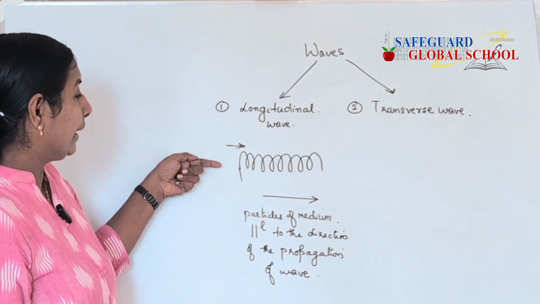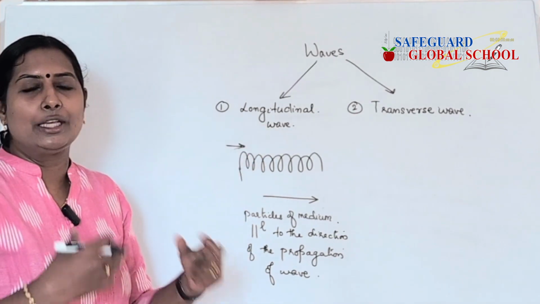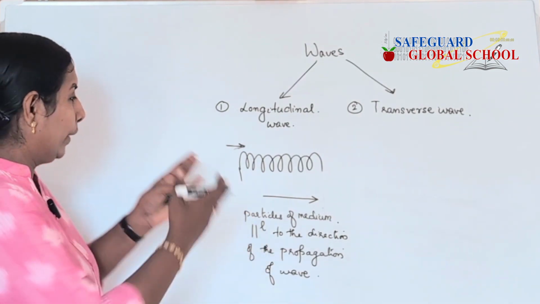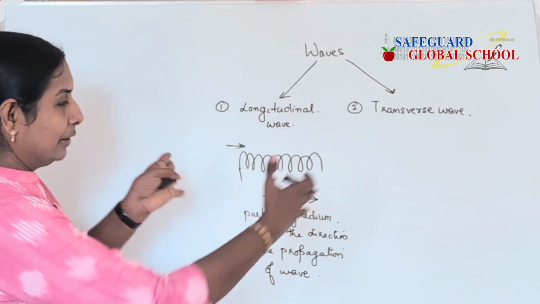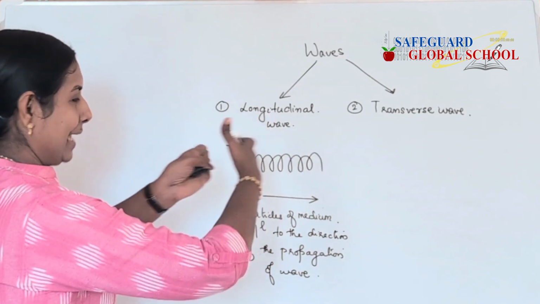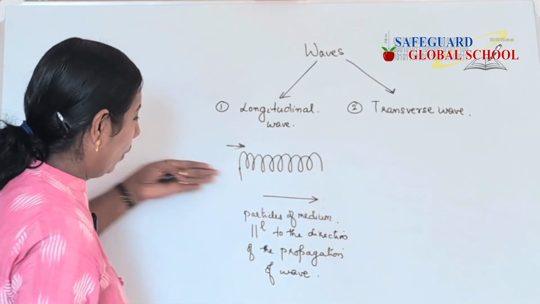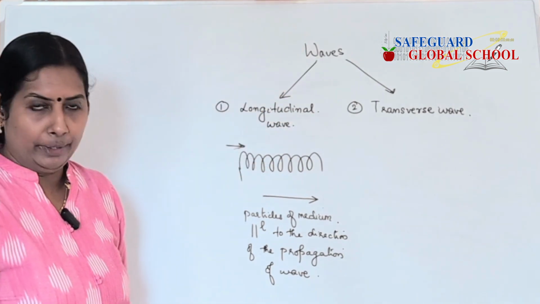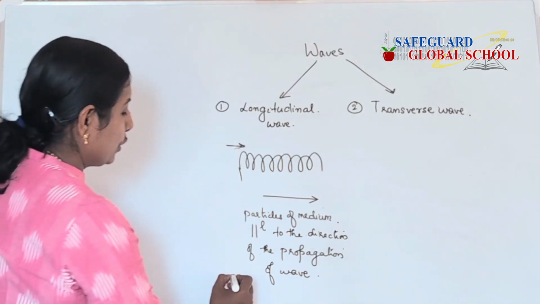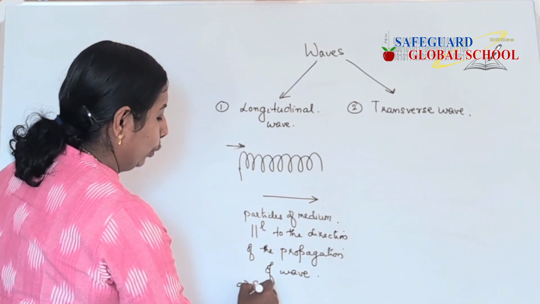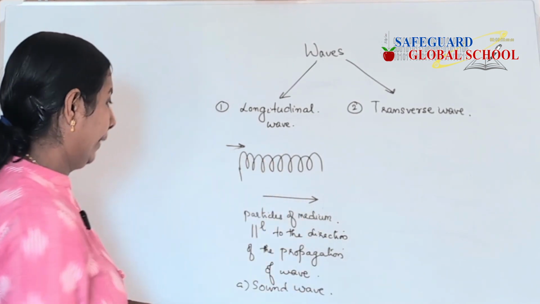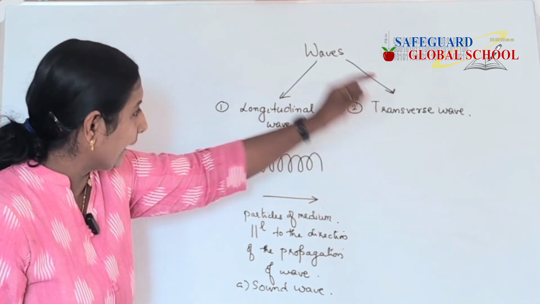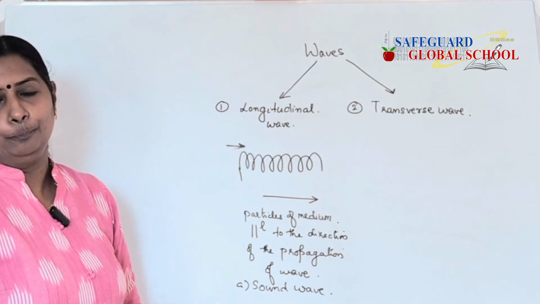An example is when we give a horizontal jerk to a spring or a slinky, the wave is traveling from the left end to the right end as shown, and the vibrations or the jerk is happening parallelly, so in the direction of propagation of the wave. An example of a longitudinal wave is a sound wave. Sound wave is an example of a longitudinal wave. The second category is a transverse wave.